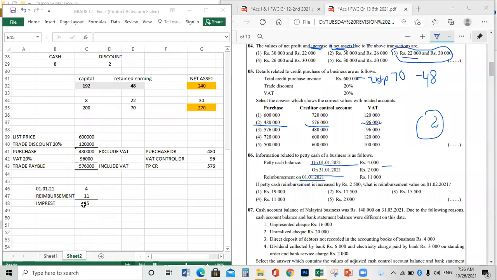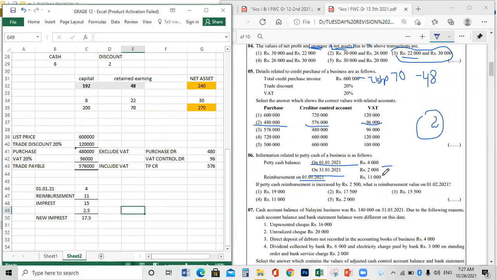Now guys, interest is 15,000, right? So now they are asking you, okay, what if it increased by 2,500? What's the new interest value? This plus this, the new interest is 17,500.